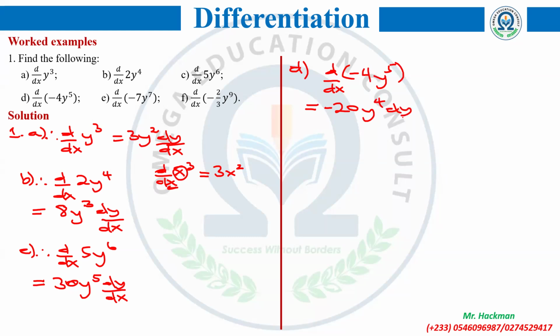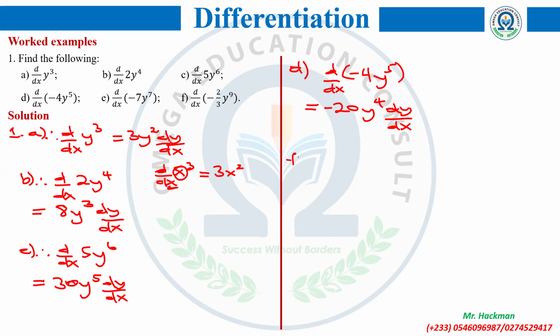The future is very, very bright for me. So this is what we have. On that note, I would skip the e, then we are going to do the f, where the coefficient is a fraction. But even based on what I've done so far, I can even skip the e and f. Now let's do the f together.